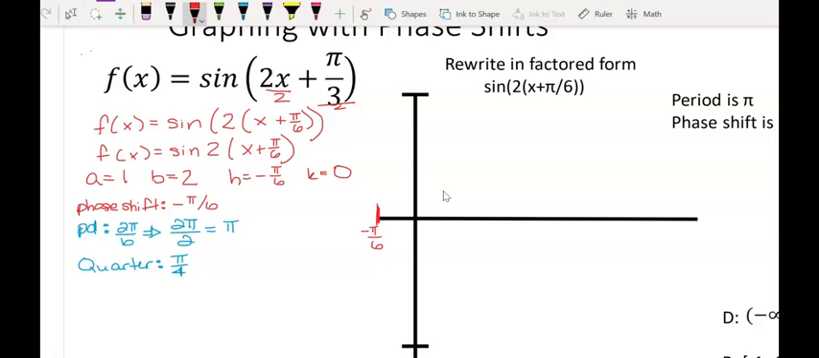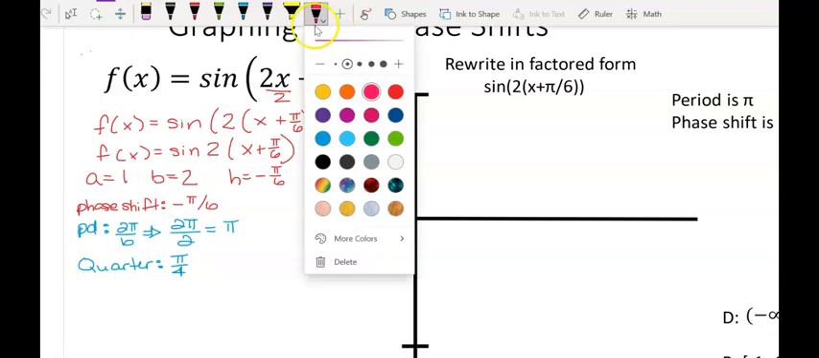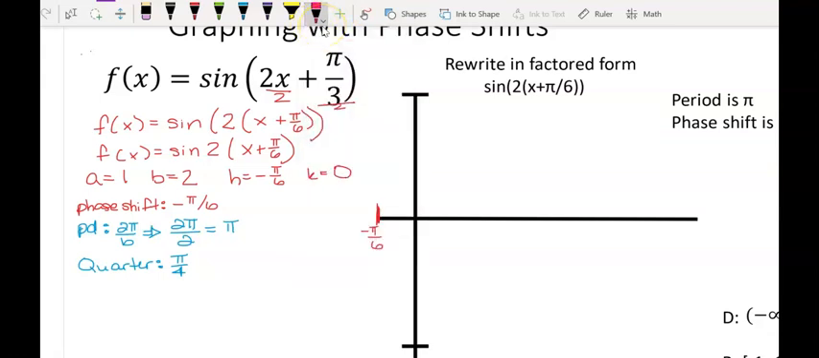And now I've got to figure out what all my 4 little parts are that I've got to find now. Now, I'm not going to draw all the lines until I have exactly what their values are because I don't know if I'm going to be to the left or to the right of the y-axis just yet. So let's go ahead and figure this out. So if I start at negative pi over 6, I've got negative pi over 6, and I'm going to add that quarter period to that.